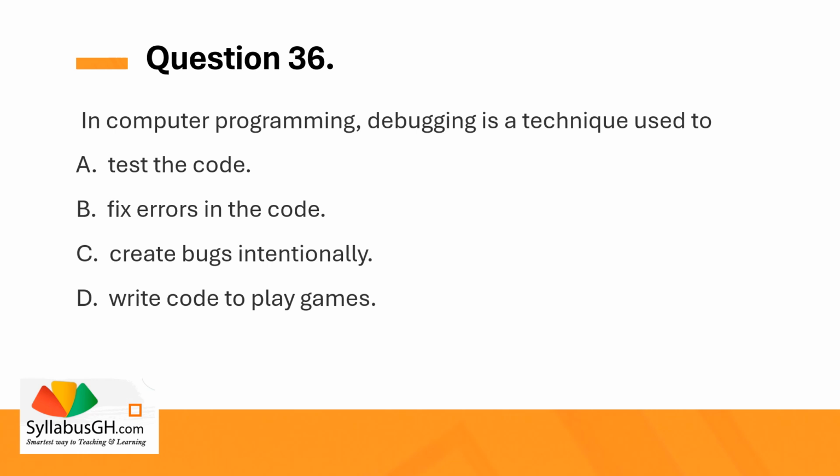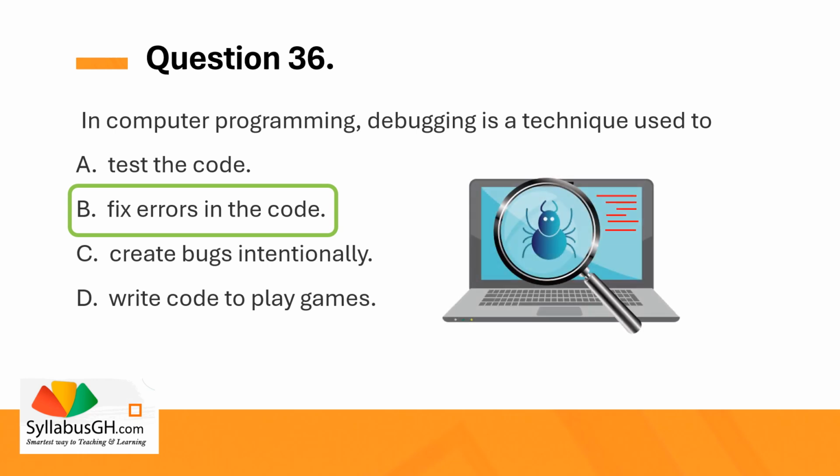Question 36. In computer programming, debugging is a technique used to A. Test the code. B. Fix errors in the code. C. Create bugs intentionally. D. Write code to play games. The correct answer is B. Fix errors in the code.